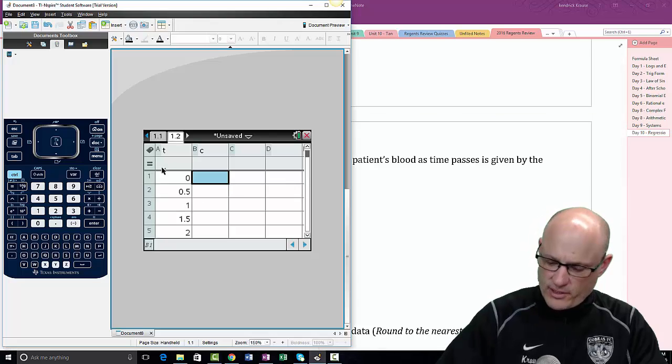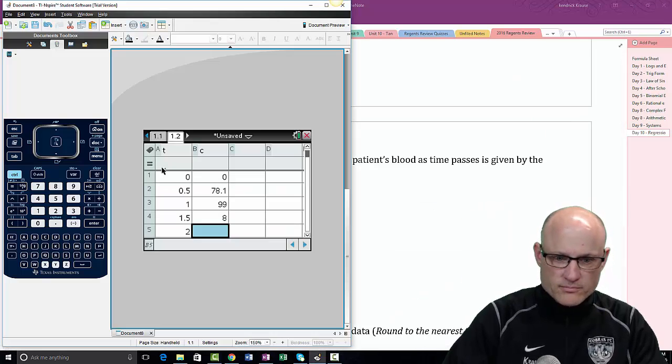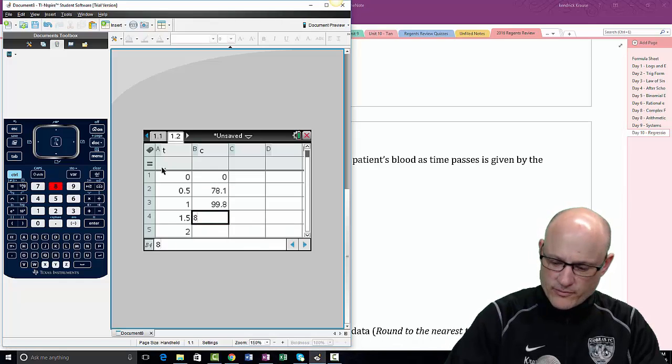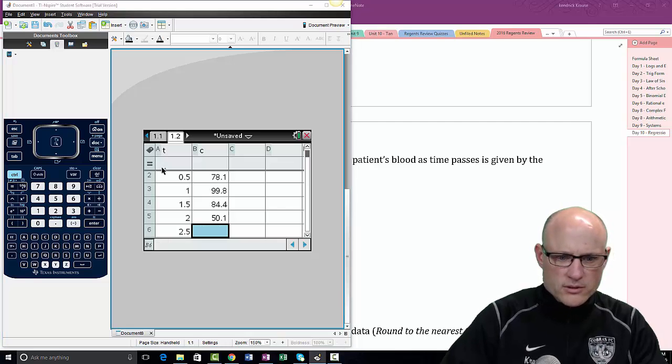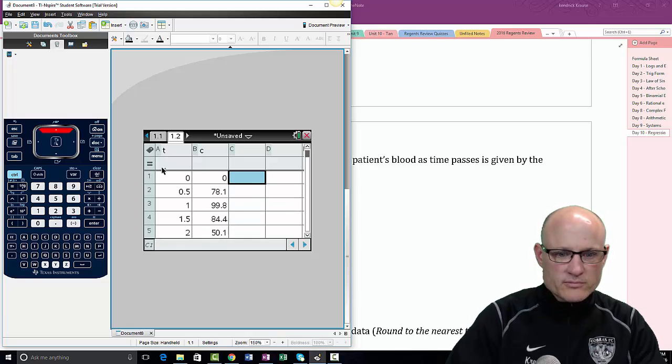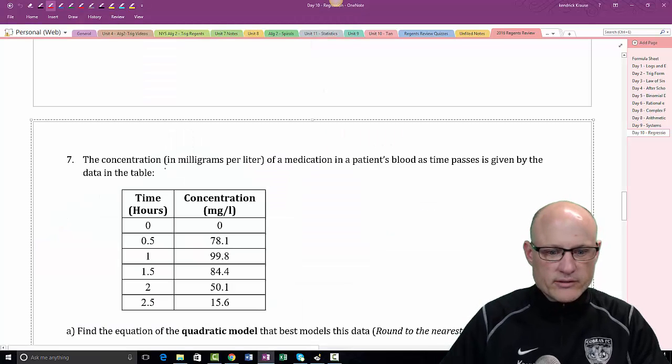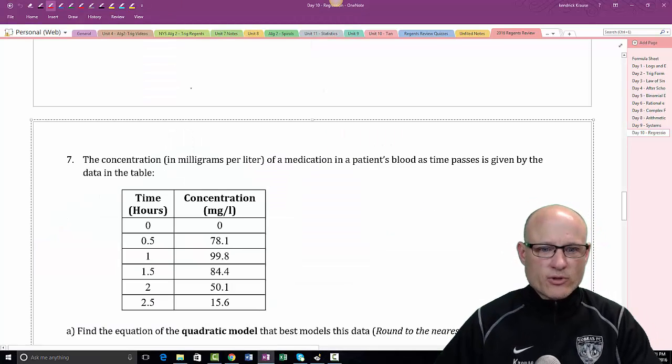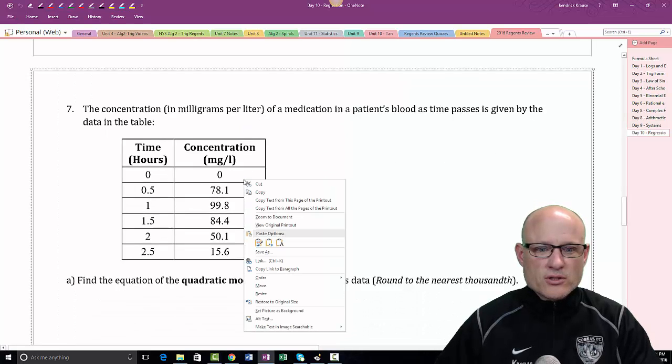And then we go 0, 78.1, 99.8, 1.5, 88.8, 84.4, 2 is 50.1, and 15.6. See? It's so easy to put the wrong number in. I think it was 15.6, wasn't it? I hope I got those in right. You let me know if I didn't. Oh wait, this is a pre-recorded video. All right, so we got these in.